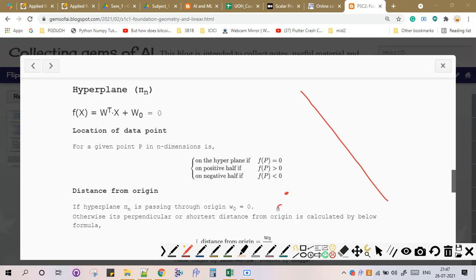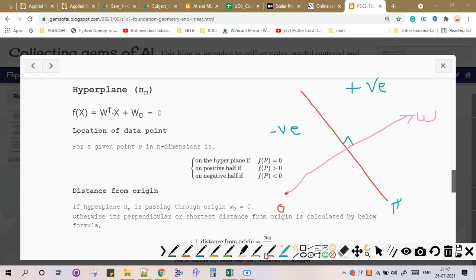Let's say this is the origin, and this is the normal vector w. Then in the direction of w, this side is defined as the positive half of a hyperplane, right? This is hyperplane pi, and in the reverse direction, the opposite direction of w, which is nothing but the normal vector, right? Because it is making the 90-degree angle. So this is the negative half, right?